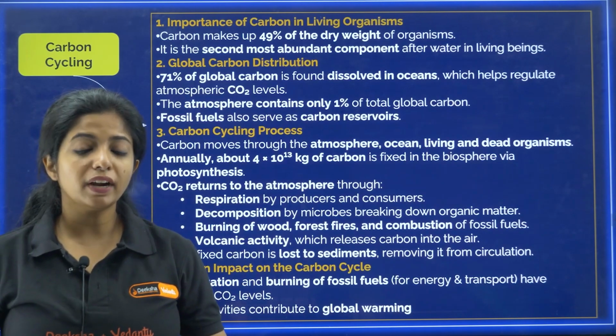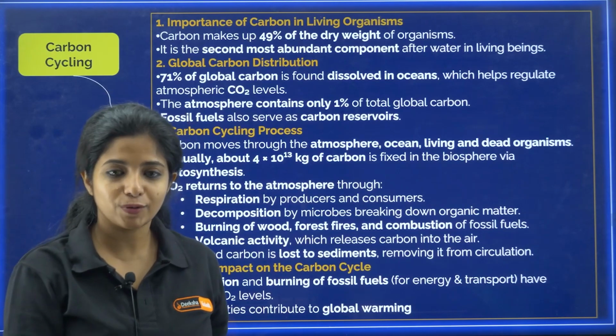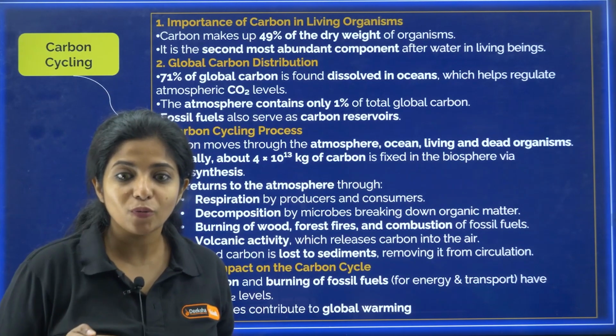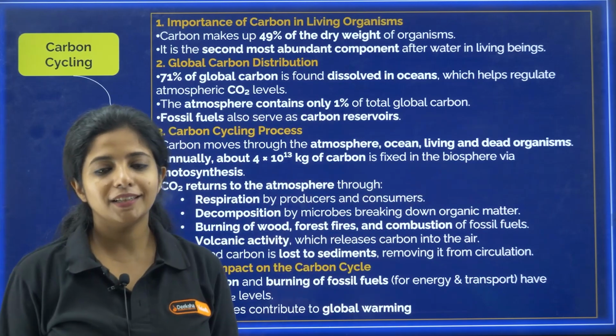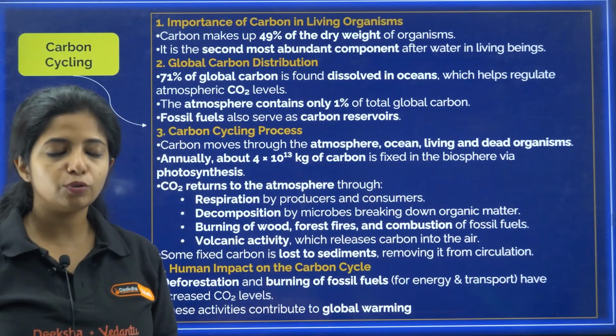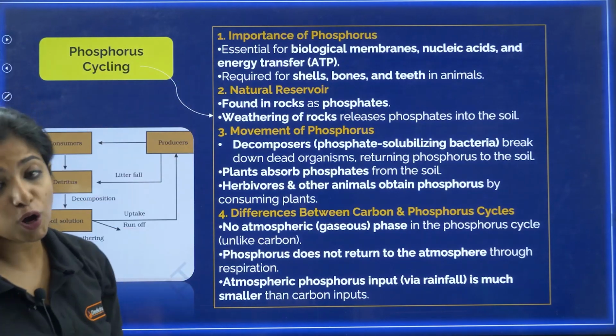So why does deforestation increase CO2? Because plants, even though they respire carbon dioxide outside, also utilize it for what? For the process of photosynthesis. So deforestation would increase the amount of CO2, and if it is increased by too much, it will lead to global warming. Now, going ahead with the next thing, that is phosphorus cycling.